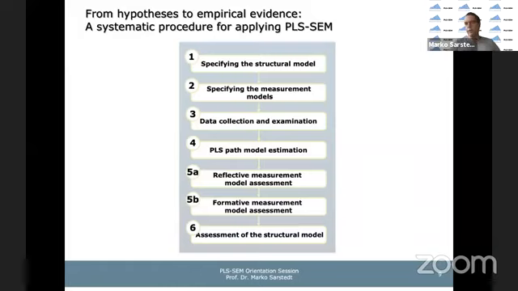And similarly, if you're a practitioner, you're not interested in testing hypotheses. I understand that. What you are actually interested in is predicting something. So how can I increase my satisfaction, my loyalty, my sales, my turnover, whatever you want to predict? This is something that we actually need to test in these types of models. And this is the final step.